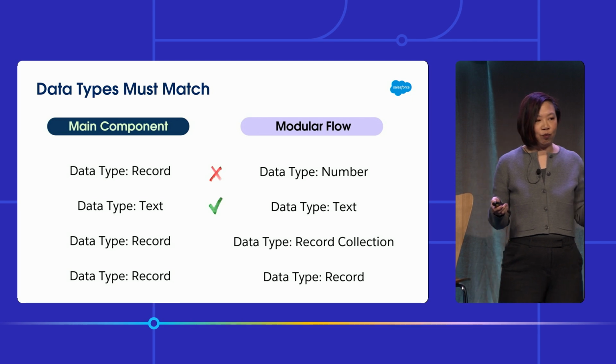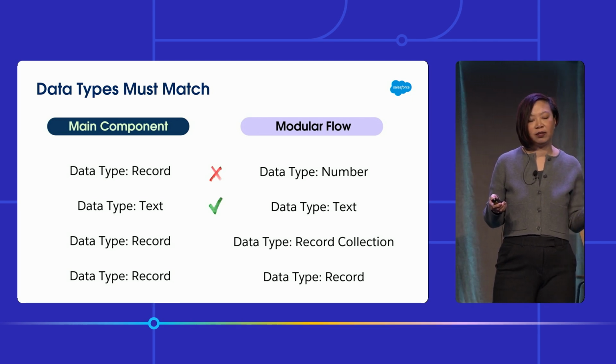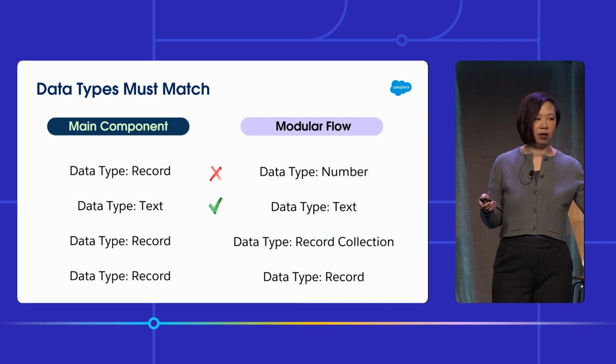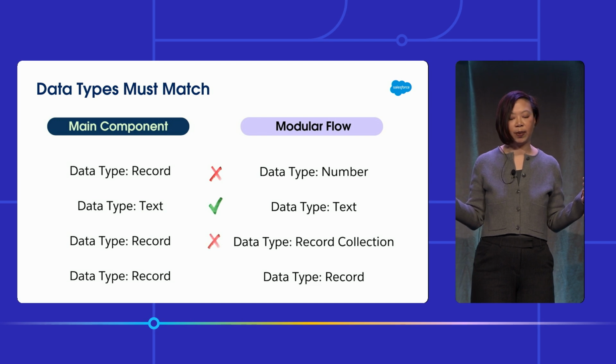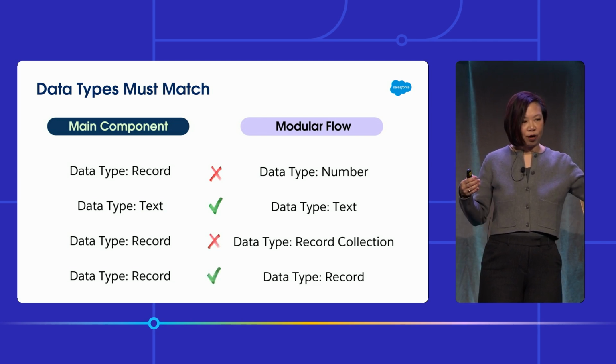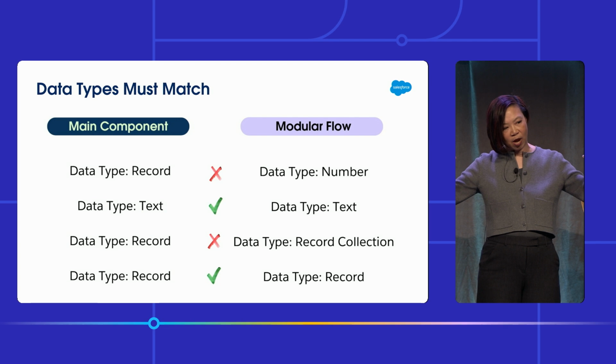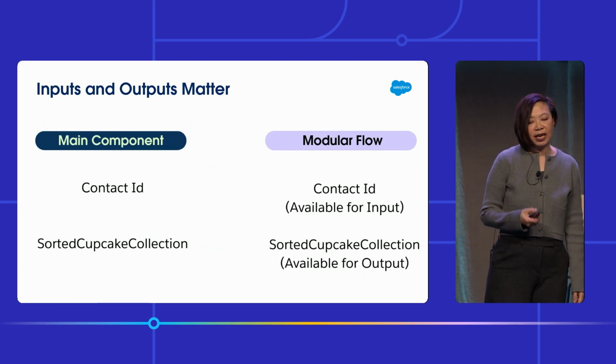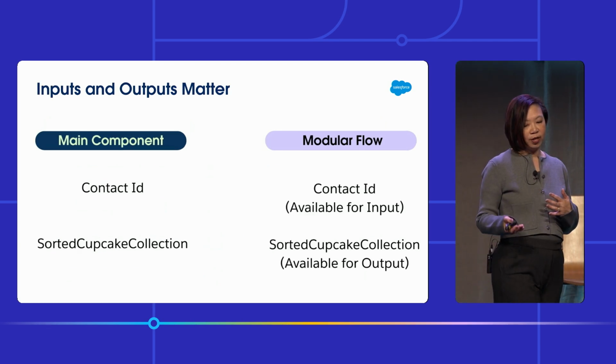Now, if you're using records, even if it's the same object, you can't have a single record on one end and a record collection. That's not going to work. But you can have a record of the same object and a record of the same object on the receiving end, or a record collection and record collection. And then secondarily, inputs and outputs matter.